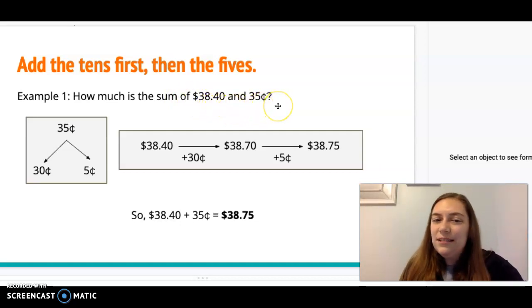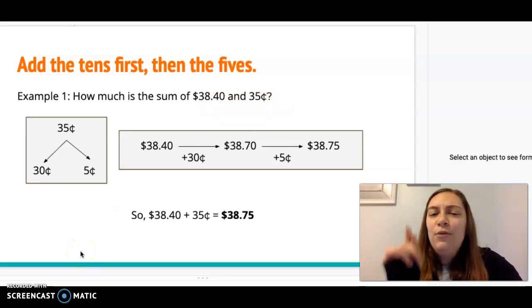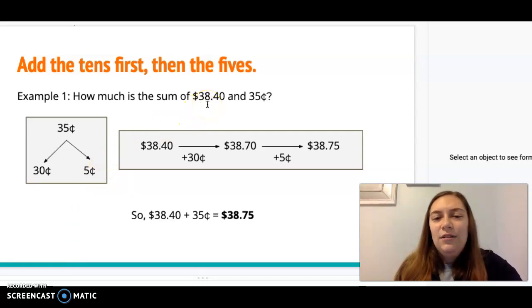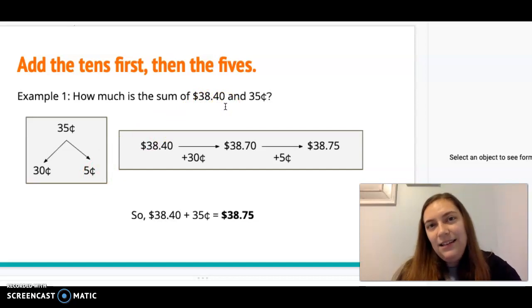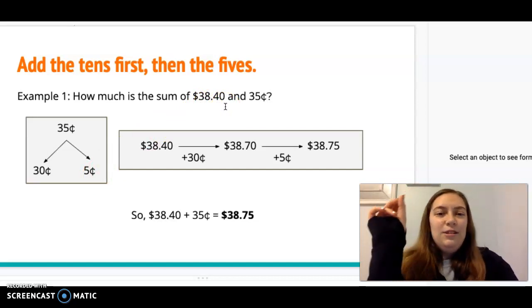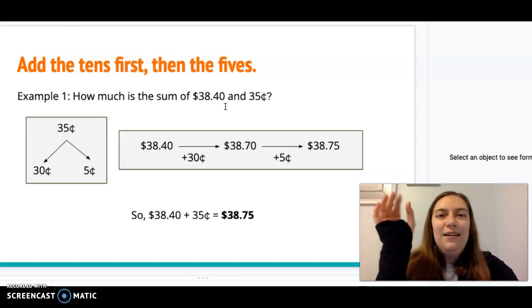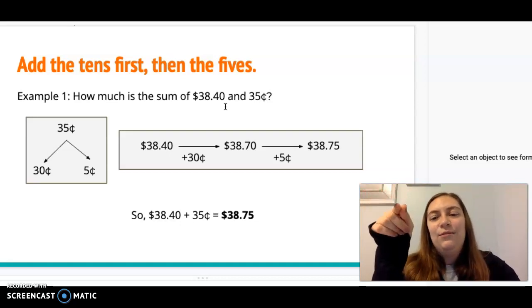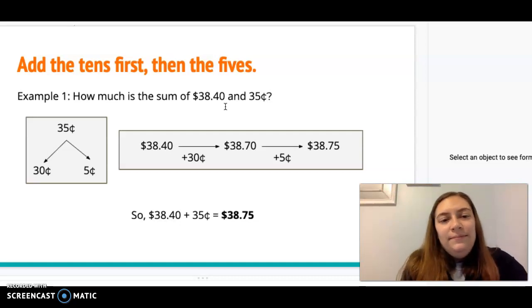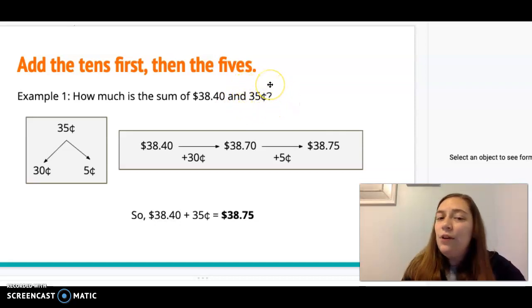and 35 cents. Now, before we do this problem, I want you to notice something that I did when I was reading this number. When I said $38.40, I said the and where there was that little decimal point. So just a hint for you, when you're reading money amounts, you always say and where that decimal point is. So the first thing that I'm going to do is take my cents, because it's not a full dollar yet, and split it up into a 30 and a 5, into my tens and my 5, okay? So 30 plus 5 is 35.